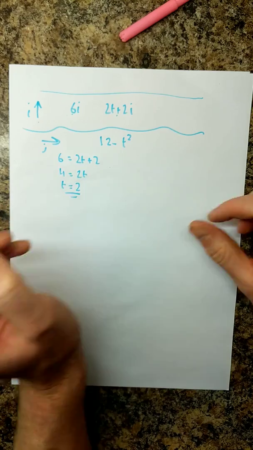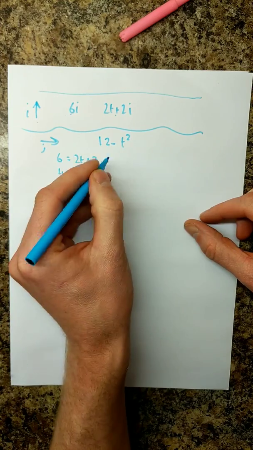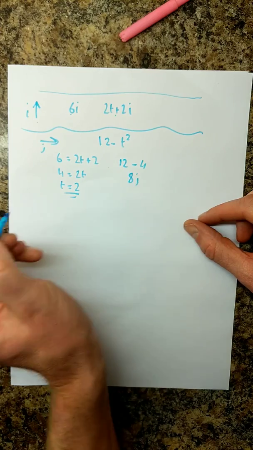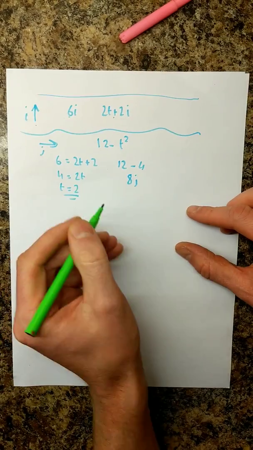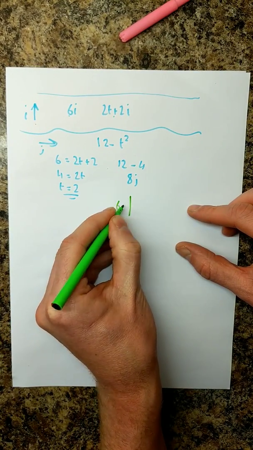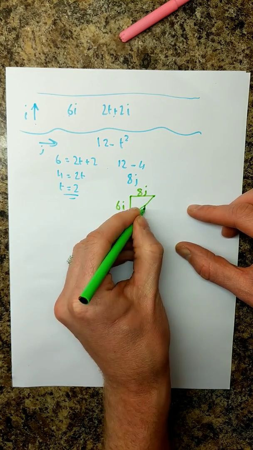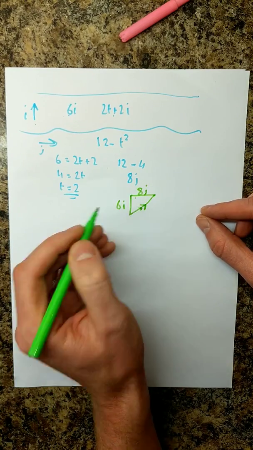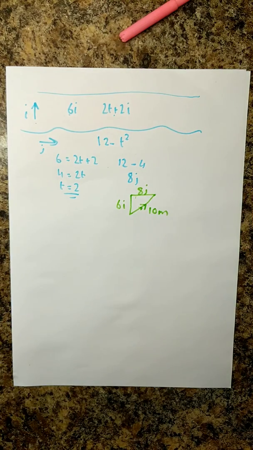We can now use that to get the position in j. So I put 2 squared in. 2 squared is 4. 12 take away 4 gives us 8 in the j direction. We can then create a diagram for that. So we've got 6i and 8j. We can now get the distance the boat is away using Pythagoras: 6 squared plus 8 squared, and then take the square root of it, which gives us our 10 meters.